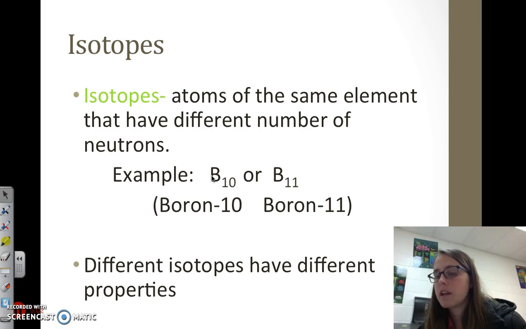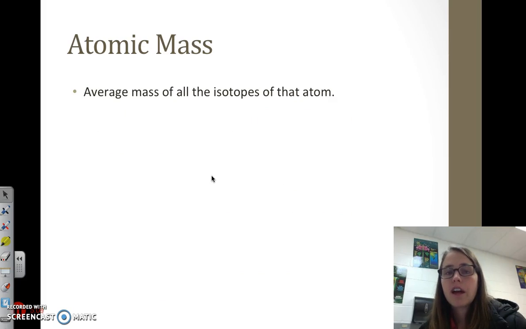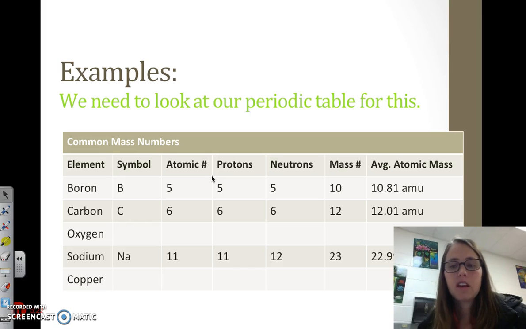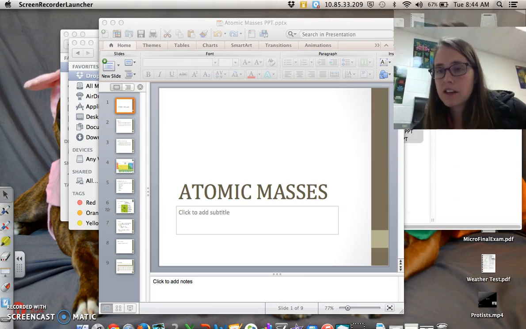And they have slightly different properties because they have different neutrons and different atomic masses. Okay, so the average atomic mass is just all the isotopes of the atom. So it's kind of like looking at how much of each type of carbon atom exists out there. If you don't understand that, that's not a big deal. Okay, so we're going to do some practice here.